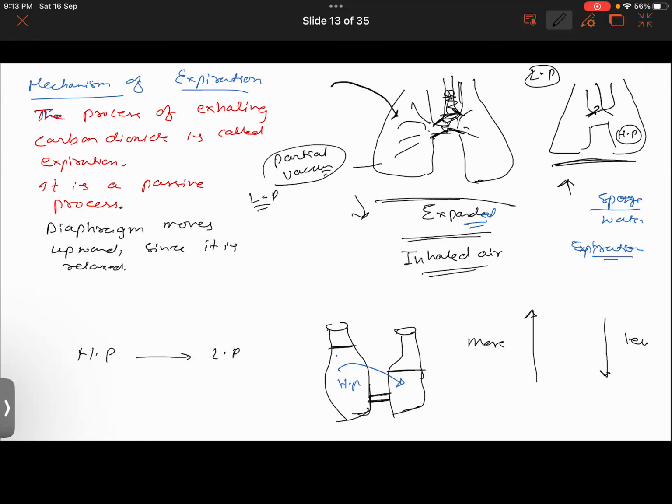Here the diaphragm is relaxed and the lungs are getting compressed. That's why the air comes out of the lungs, basically carbon dioxide. And you will see the pressure inside the lungs is increased. Hence, CO2 moves outside. Is that clear now? Yes, sir. It's clear.